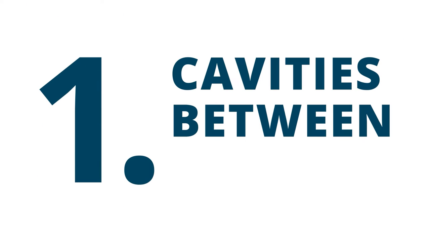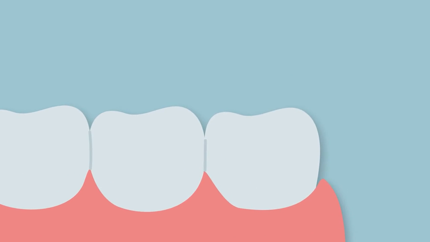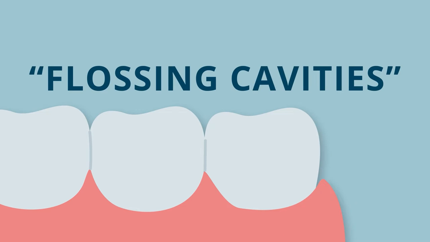1. Cavities between teeth. Many cavities develop between teeth. These flossing cavities begin on the side of the tooth and work their way inward, only becoming visible to the eye once significant tooth enamel has been destroyed.